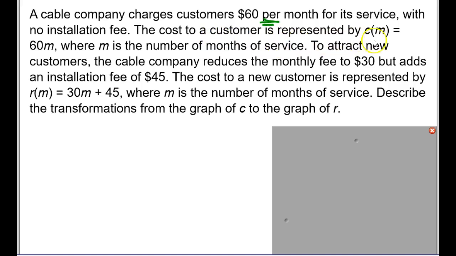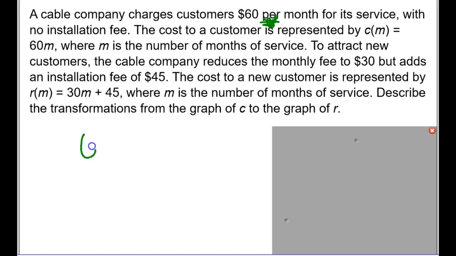The cost to a customer is represented by this function. Oh, and I see I'm multiplying here. That's where per comes into play. That means I multiply. M is the number of months of service. To attract new customers, the cable company reduces the monthly fee to $30 but adds an installation fee of $45. The cost to a new customer is represented by this function, where M is the number of months of service. Describe the transformations from the graph C to the graph R.